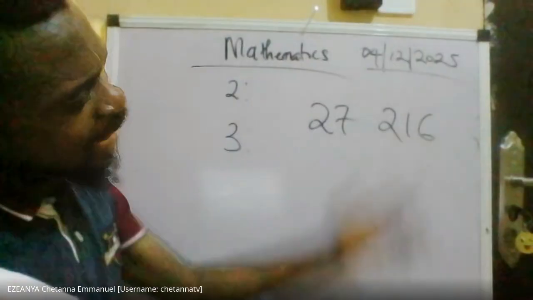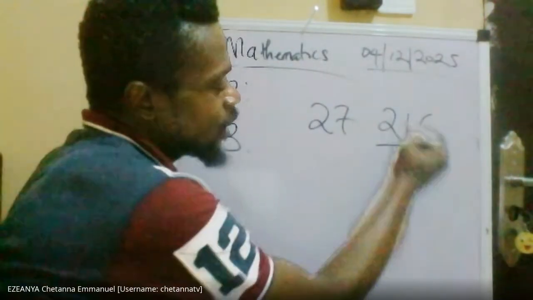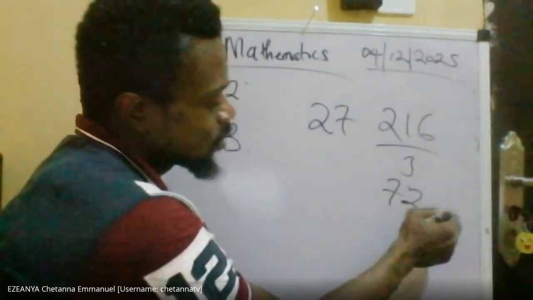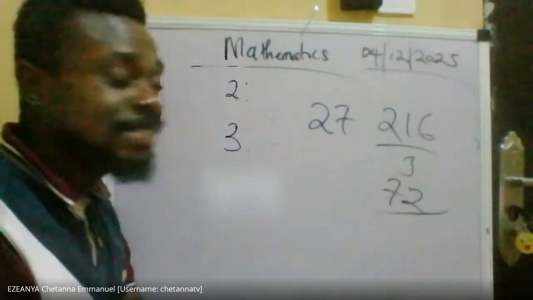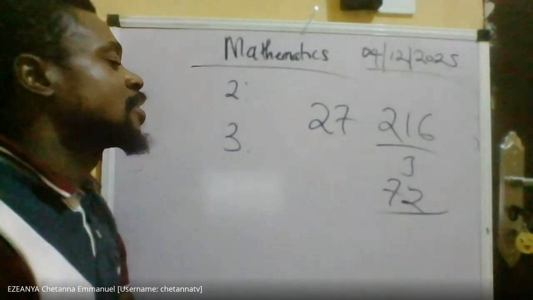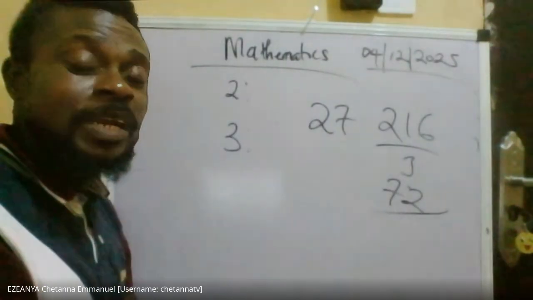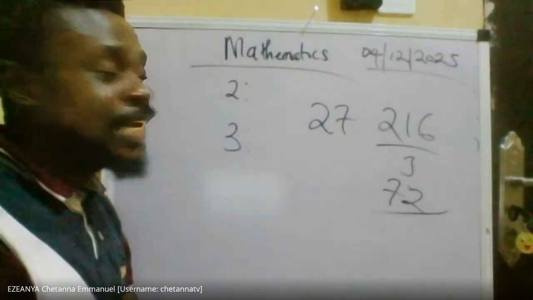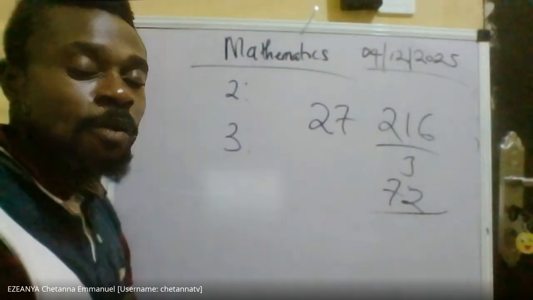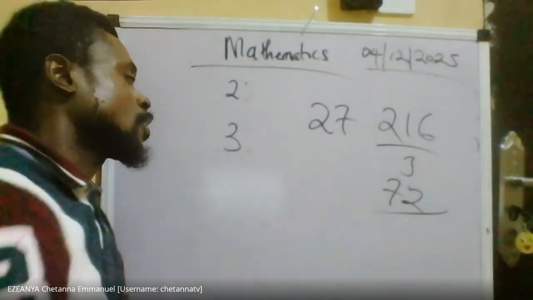Is it true? Look at the number. It's even obvious, because 3 divided into 21 is what? 7. 3 divided into 6 is what? 2. So it's divisible. So you can test other numbers to check whether it's true. So what it means is that for a number to be divisible by 3, the sum of the digits of that number should be divisible by what? 3.